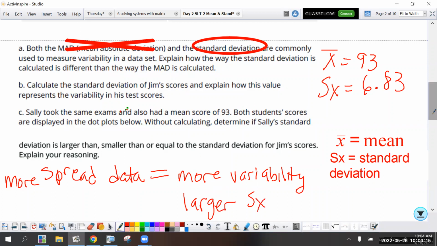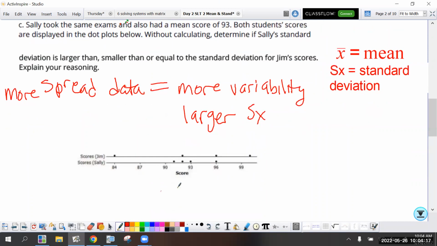All right, so the dot plot, you might have to turn the page to see the dot plot. So here we've got both of them have an average of 93. Jim had a standard deviation we wrote of 6.83. So looking at Jim's scores, we got this one down here, this one up here, pretty spread out, really spread out. But if we look at Sally's test scores.